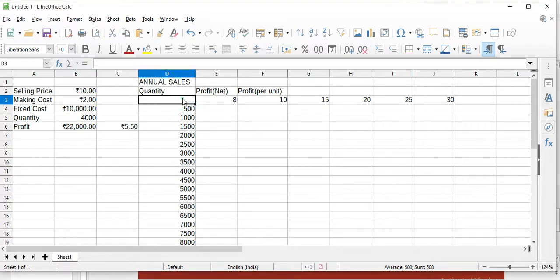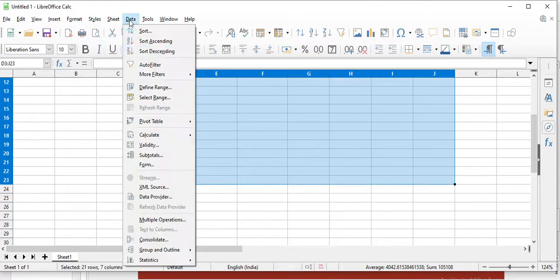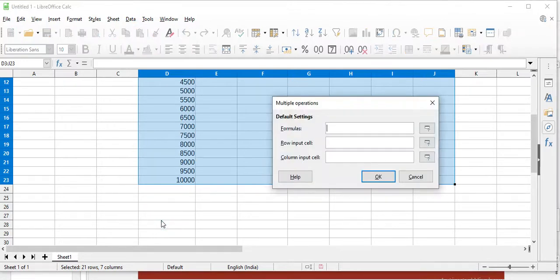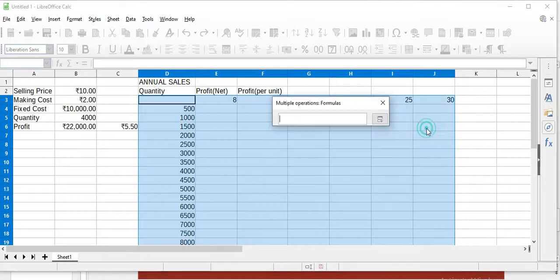First I will select all my cells, go to Data, Multiple Operations. In this, now I will find the profit for per unit, per pen, whatever profit is there. For that I will use the per unit formula which I have found here. Shrink, select this, expand.